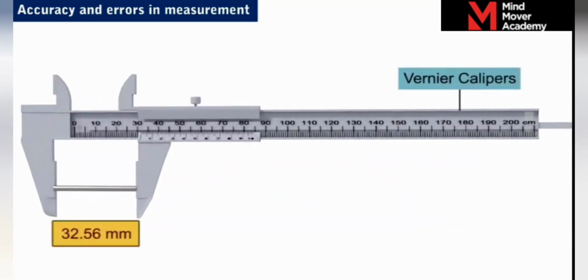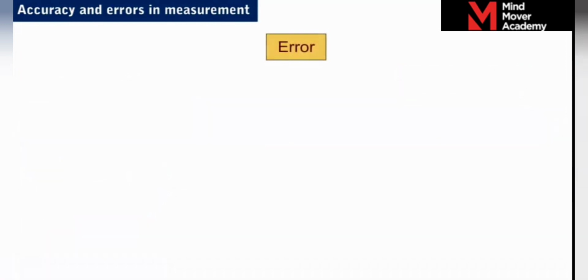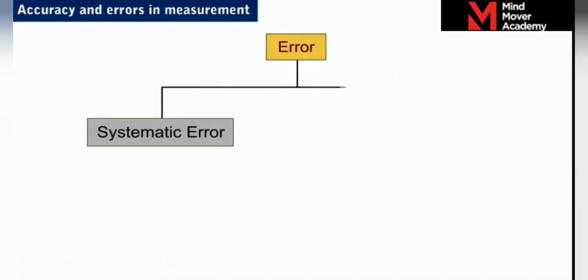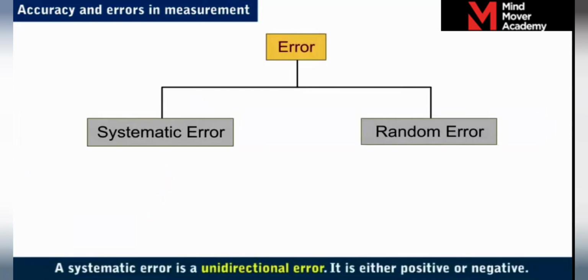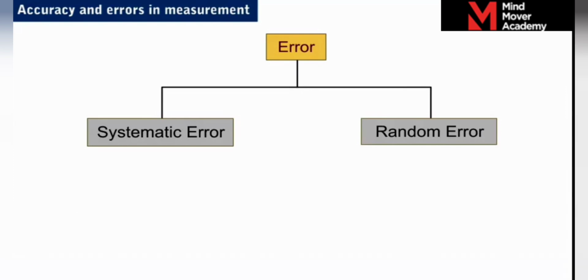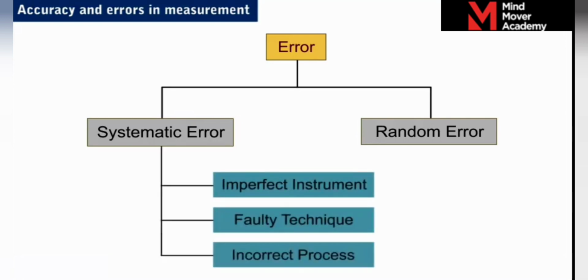Any quantity that is measured should be accurate and precise, especially in science and technology. In reality, however, measured values carry uncertainty. This uncertainty is called an error. Errors are classified as systematic errors and random errors. A systematic error is a unidirectional error, that is, it is either positive or negative. A systematic error can occur due to an imperfect instrument, a faulty measurement technique, or an incorrect process of measurement.